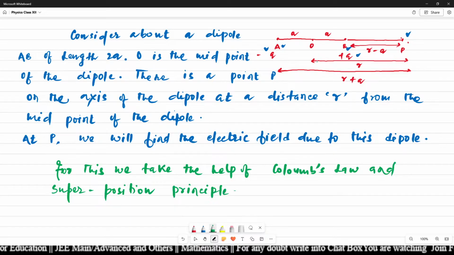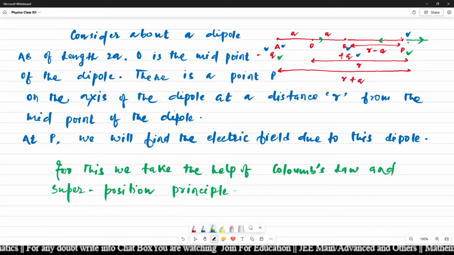Let's consider the direction of the dipole. The direction of the dipole will be A to B, and the electric field at P due to A, the minus Q charge, will be P to A, and the electric field at P due to the plus Q charge will be B to P. Hope there is no problem to understand the direction of the dipole and the direction of the field at P due to the minus Q charge and due to the plus Q charge.